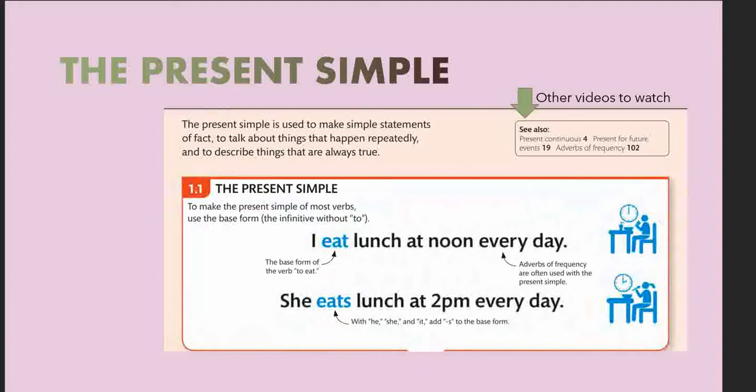Now let us see the structure that is given to us: I eat. Here, I is the subject, the pronoun, and eat is the verb. Together this much itself is a sentence. I eat. The base form of the verb is to eat. Now, I eat lunch at noon every day.